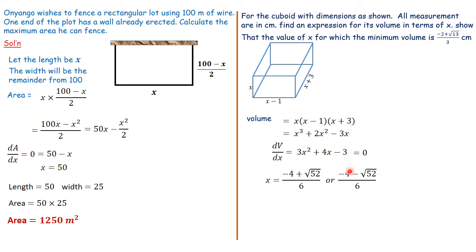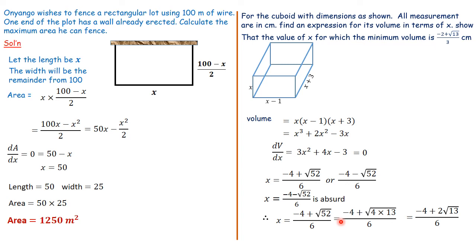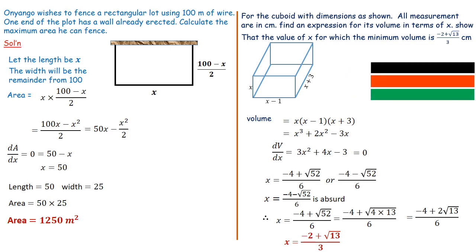This answer here is not valid, since you see we have minus 4 minus square root of 52 divided by 6. That means this answer will be negative, and you cannot have a negative answer for a length, since we're looking for height. Height cannot be a negative number. Therefore, we go for the other one: minus 4 plus square root of 52 all over 6. The square root of 52 can be simplified, since 4 times 13 is 52. You can take 2 outside, and then the answer will be that one there, and that is the answer.